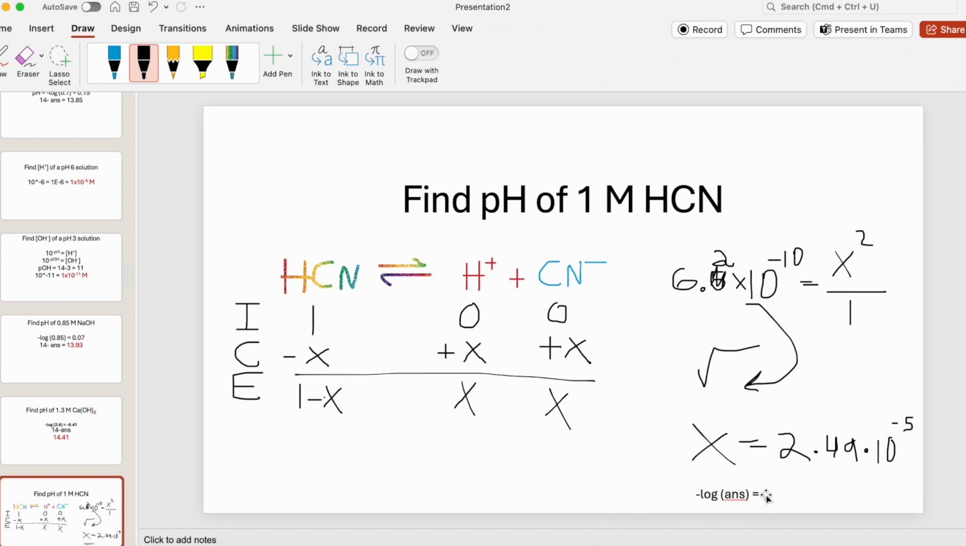So negative log of the answer should give you 4.6. So your pH here, after all this work, is 4.6. Now remember, if it's a base, you've got to do 14 minus, but we're an acid, so we're good. We can stop right after we get X and take the negative log. We're good to go. And that is how you get the pH of a weak acid.